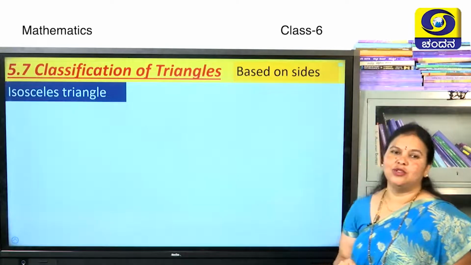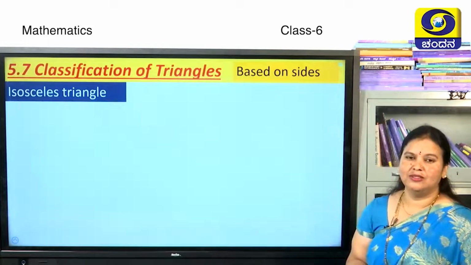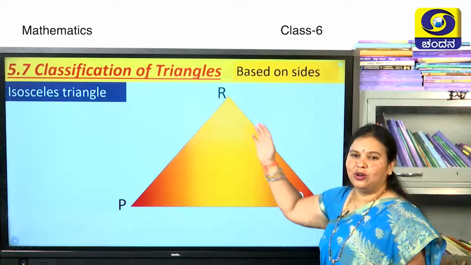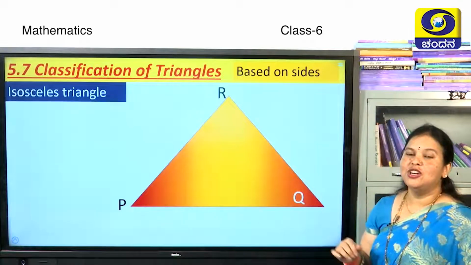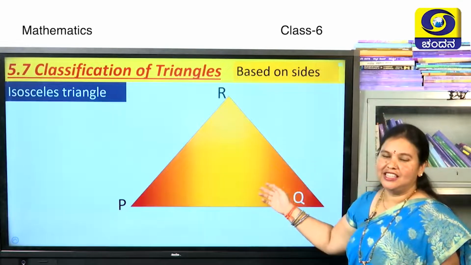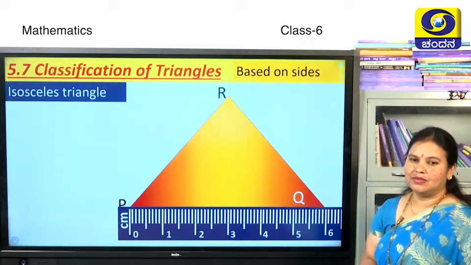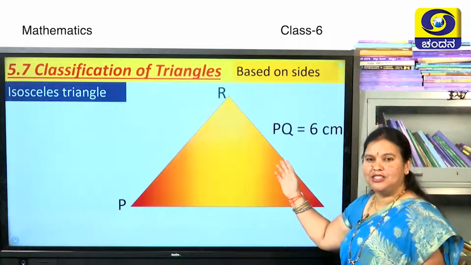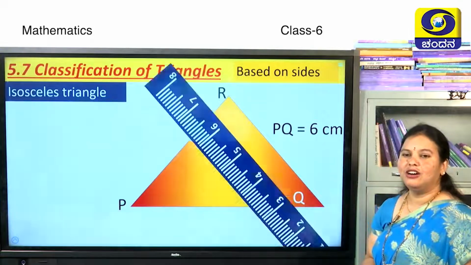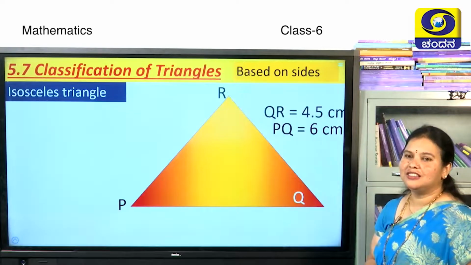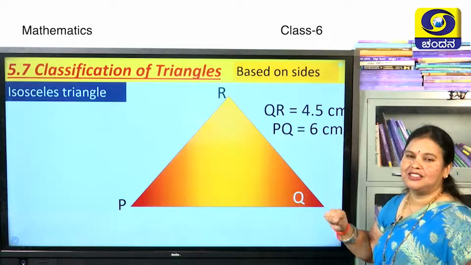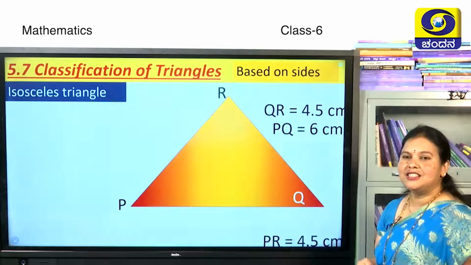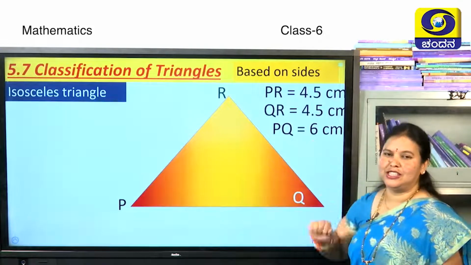Now we'll see what is isosceles triangle. Here I have taken a triangle PQR. In the same manner, we'll measure all the three sides using a ruler. So the measurement of PQ is 6 centimeter and the measurement of QR is 4.5 centimeter and the measurement of PR is also 4.5 centimeter.